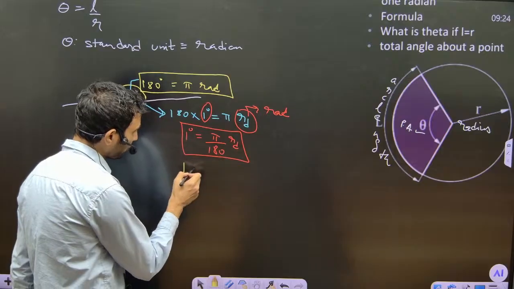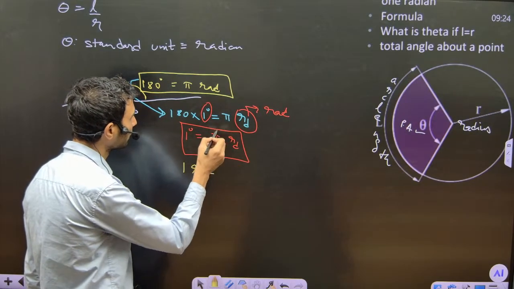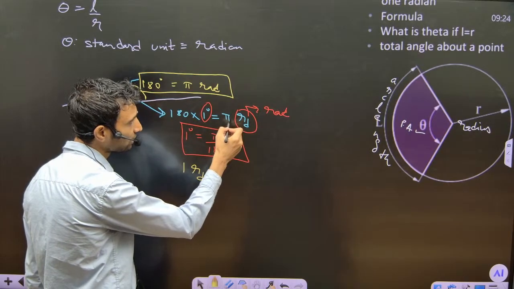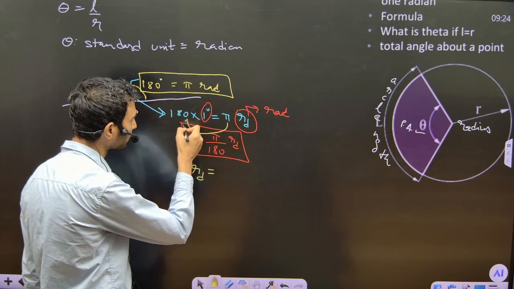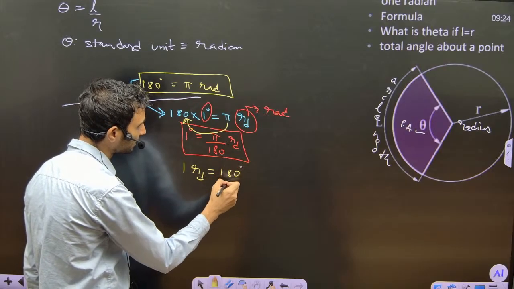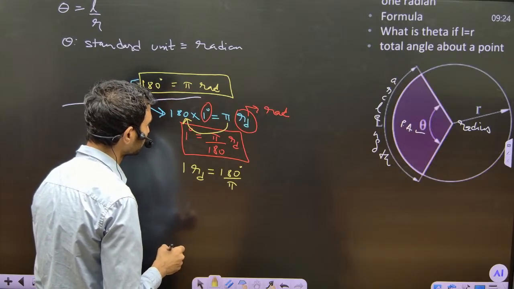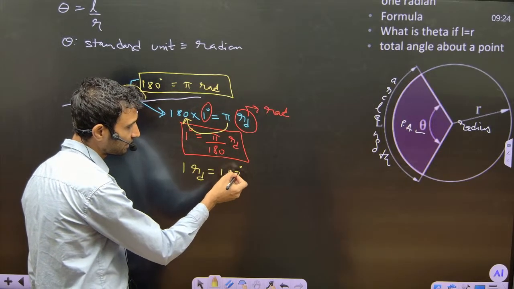So 1 radian is what? Instead of bringing 180 to the other side, we'll take pi to the other side. So it will essentially become 180 degrees divided by pi. So 1 radian is equal to 180 degrees upon pi.